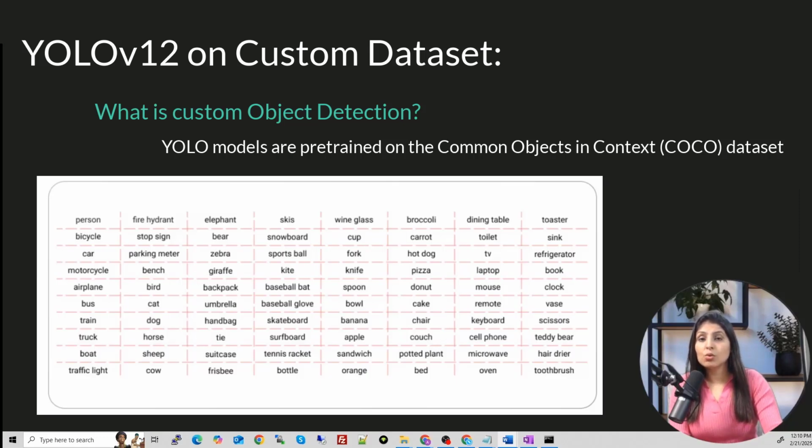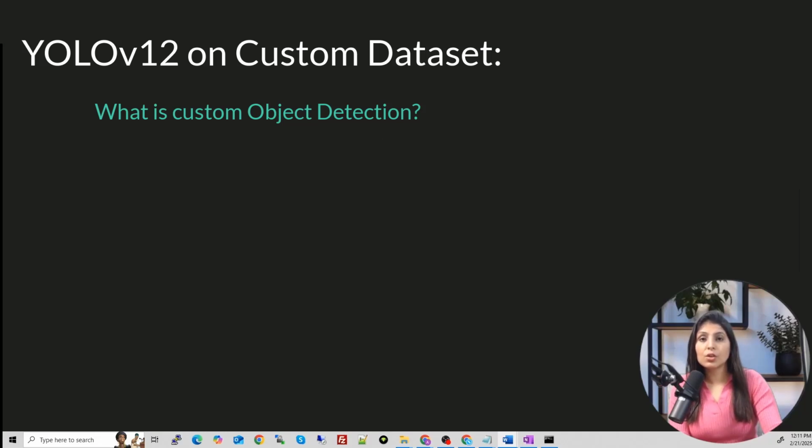But let's say you want to detect something which is not there in the COCO dataset. In that case, what will you do? You will train your custom model to perform that particular task. So today we are going to see how to perform custom object detection using YOLO V12.